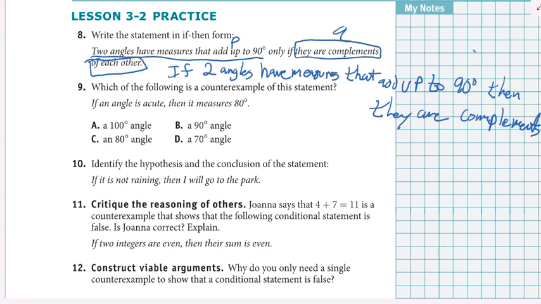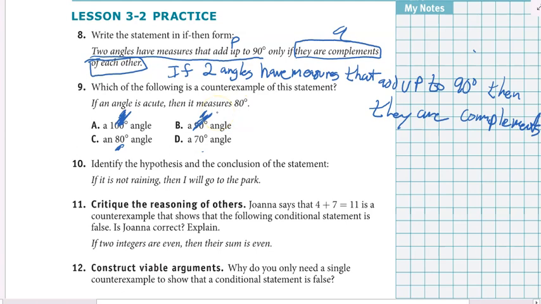So it says if an angle is acute, then it measures 80 degrees. So answer choice A doesn't even meet the hypothesis. Not an acute angle. Has to be between 0 and 90. Same thing. 90 is not an acute angle, so it doesn't even meet the hypothesis. Can't be a counterexample. 80 and 70 are both acute angles, so both of these meet the hypothesis.